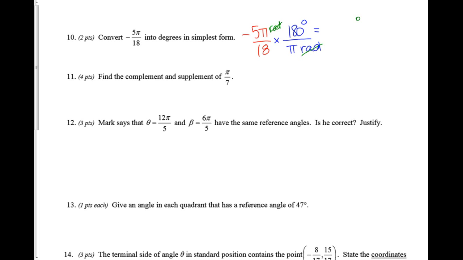So I need to now reduce the numbers. I've got a negative, that's not going anywhere, so I'm going to write that down before I forget it. What can I reduce out of this thing? Well, my easiest thing I see to reduce is 18 goes into 180 10 times. Then I have a nice multiplication. I have pi and pi. Those are going to reduce out. So I now have negative 5 times 10, which is negative 50. And my final answer is negative 50 degrees.